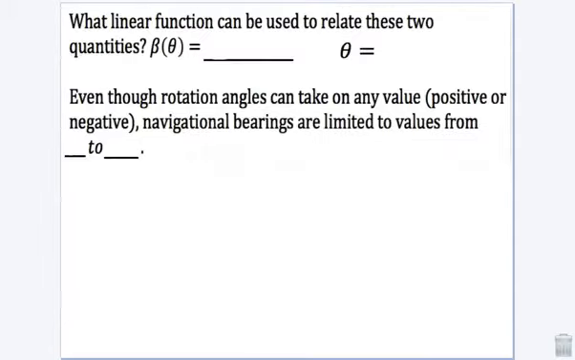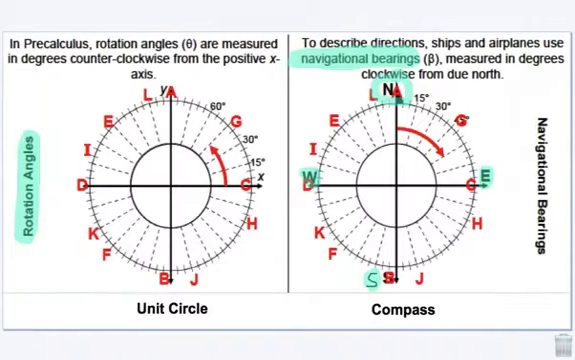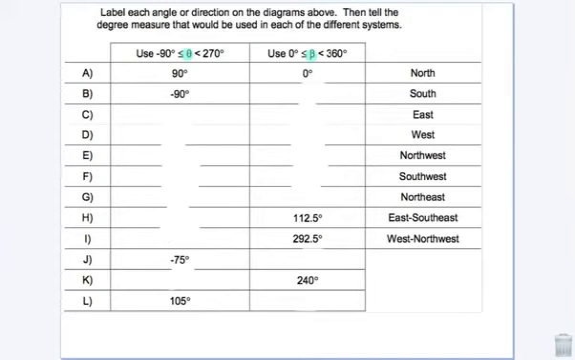Let's go ahead. At north on the compass, you're at 0 degrees. On the compass, you start at north and you go clockwise. So north is 0 degrees, east is 90, south is 180, and west is 270. So it's a little bit different.